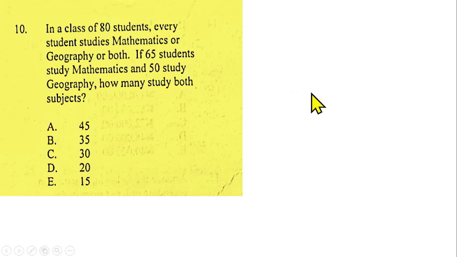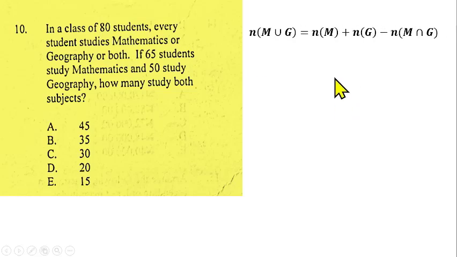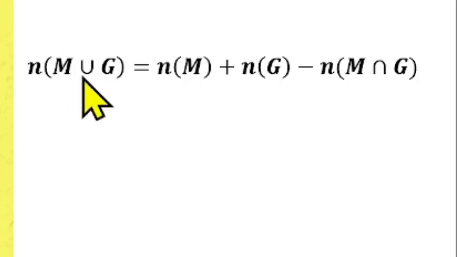So in that case, instead of applying a Venn diagram, we can use a set formula. In this case, the M stands for mathematics, G stands for geography.